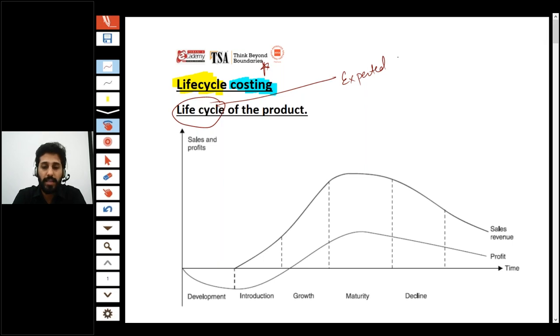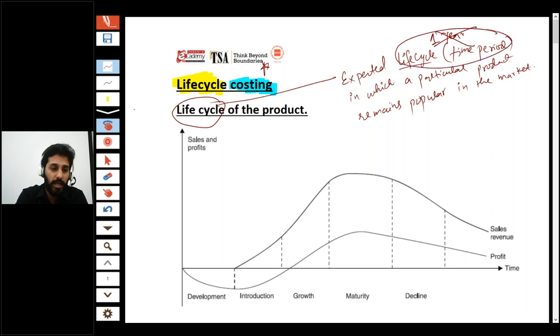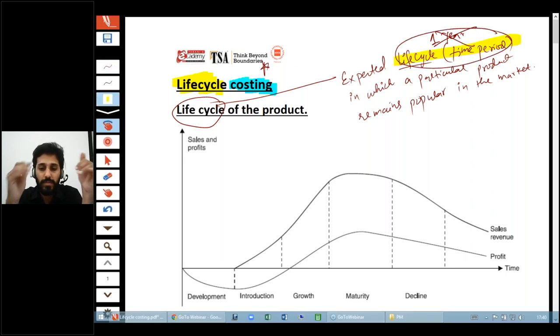So this is the expected life cycle. That means the expected time period in which a particular product remains popular in the market. The time period does not mean 1 year. No, it's actually the time period in which a particular product remains popular in the market or is expected to remain popular.